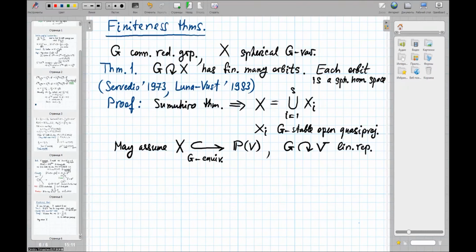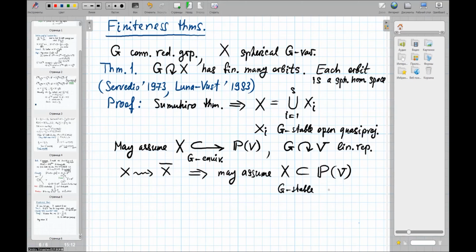Now replacing X with its closure in the projective space, we may assume that X is just a projective G-stable subvariety in this projective space P of V. So we reduced the proof to the projective case.